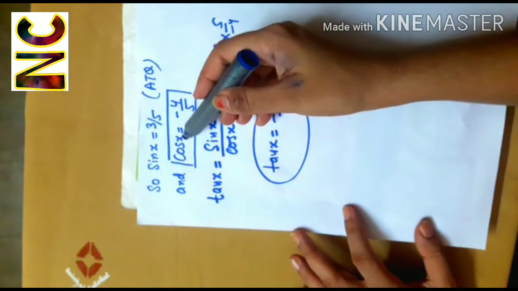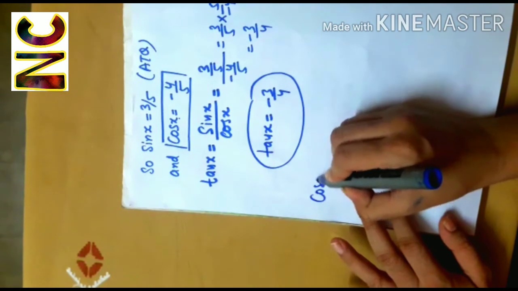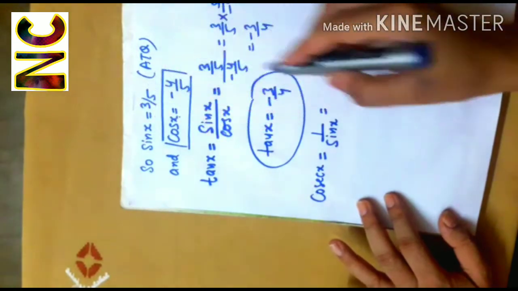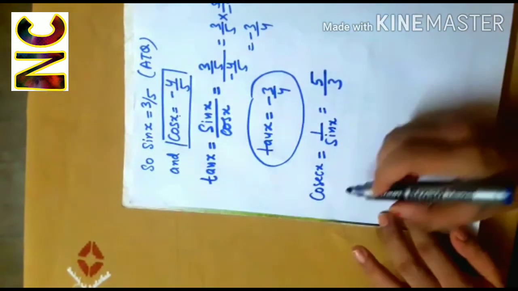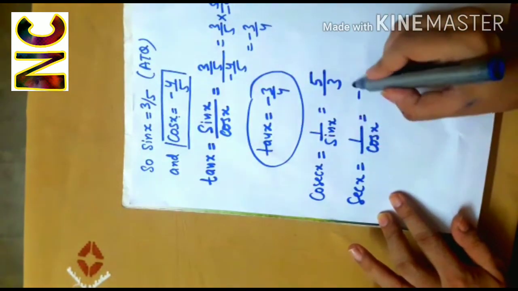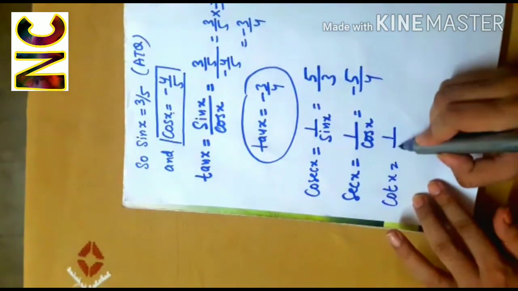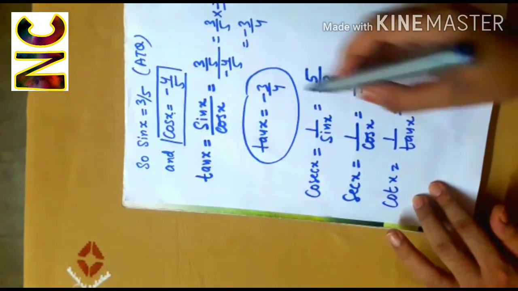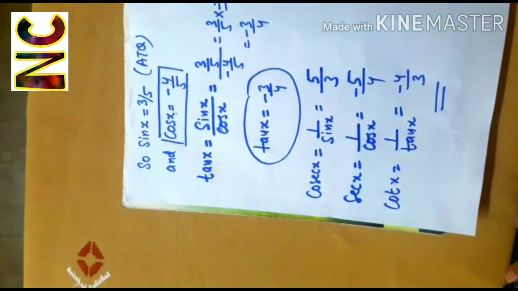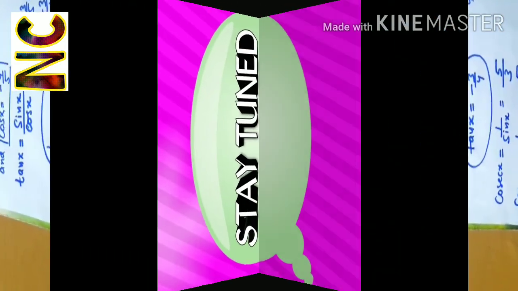Now, we know sin x, cos x and tan x. Can you find the value of their reciprocal functions? Yes. So, cosecant x will be equal to 1 over sin x, that is the reciprocal of this. So, it will be 5 by 3. Secant x is the reciprocal of cos x. So, it will be negative 5 by 4. Cot x is equal to the reciprocal of tan x. So, it will be negative 4 over 3. So, these are the values of the remaining 5 trigonometric functions.